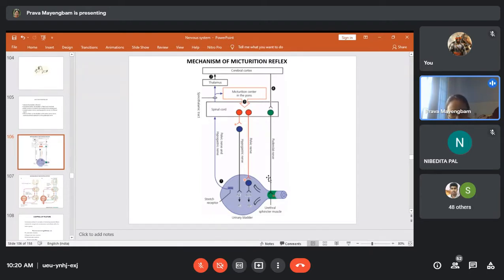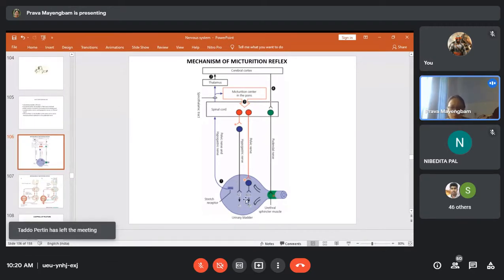Okay, first of all, what you have to understand is that there are three kinds of nerve innervation: the hypogastric nerve, which is sympathetic, and the pelvic nerve, which is parasympathetic. These two nerves innervate the detrusor muscle of the urinary bladder, and another somatic nerve, the pudendal nerve, innervates the urethral sphincter muscle.